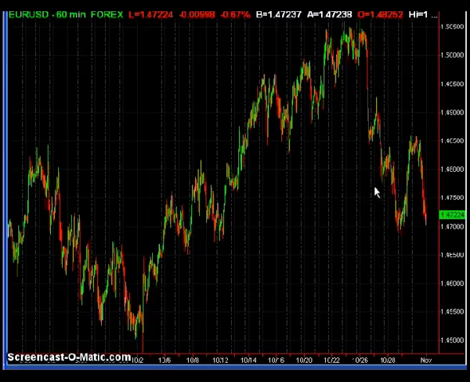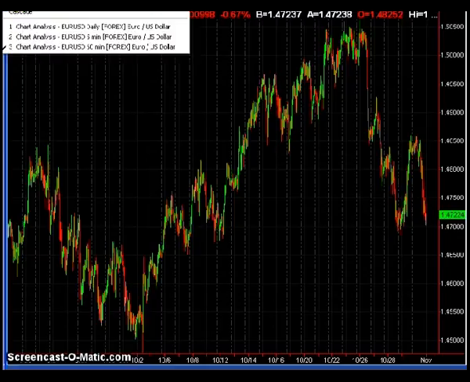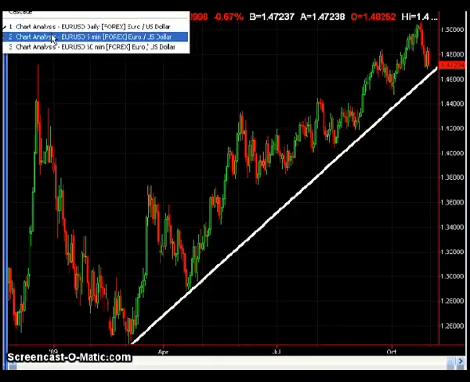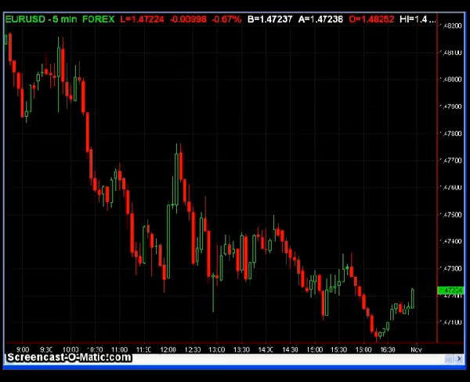On the hourly, I really don't see anything in terms of a trade setup, but let me go back to the daily and show you the longer term level that I'm using. I like to keep it very simple, this simple trend line moving here. Right now I'd have a bullish bias against this trend line, and I'd place my stops beneath that trend line.